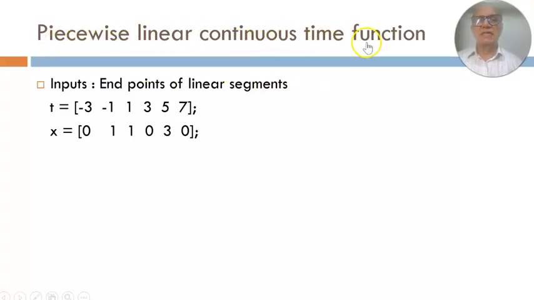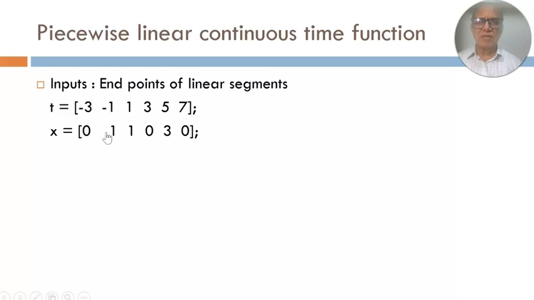So piecewise linear continuous time function, the program for this we want to study. But before we study this program, we would like to see what is the kind of input we provide. So the inputs are endpoints of linear segments. So a T array is provided. So -3 is the first point on the line, and the second point on the line corresponds to T equal to -1. And at -3 the sample value is 0, and at -1 it is equal to 1. So all the intermediate points will be calculated.